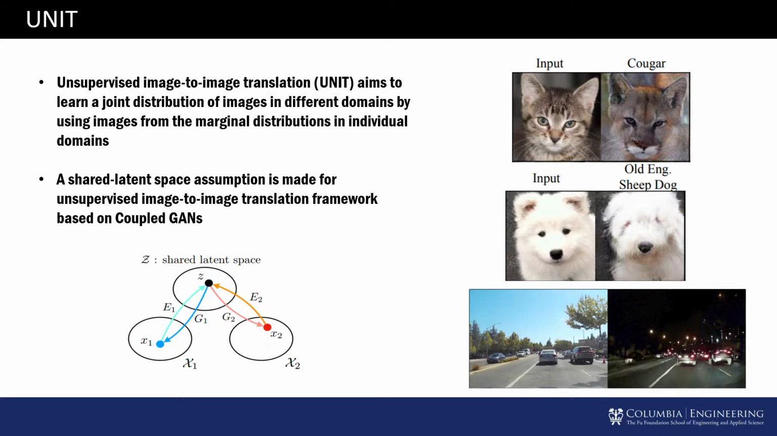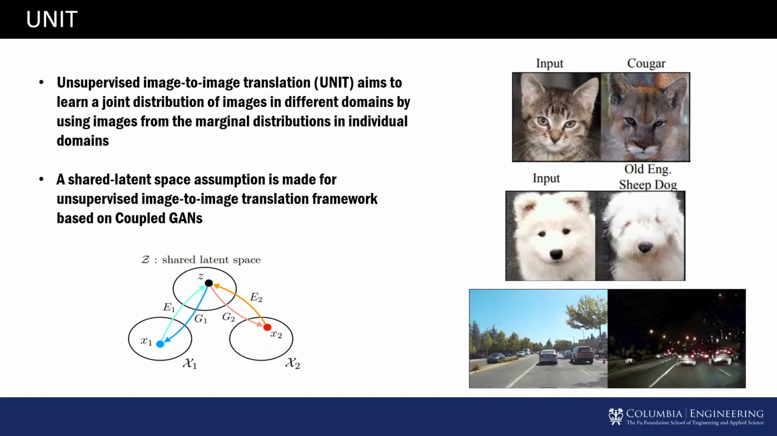From the images you see on the screen, you can see that when they input a cat or dog, they're able to change what type of cat or dog, or what type of animal they want it to be, as well as the other translations that we saw previously with seasons, or even animals, or horses to zebras as well.